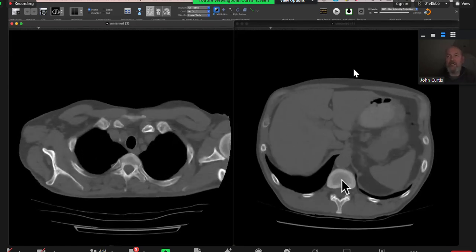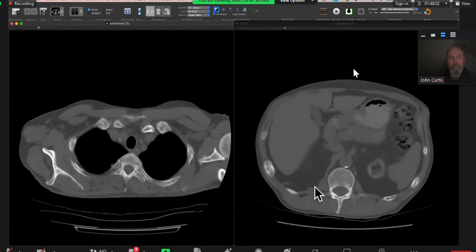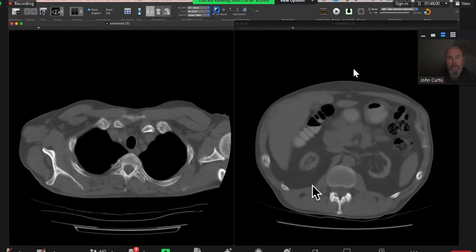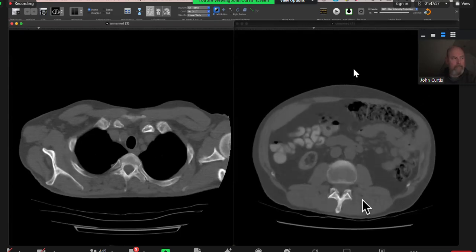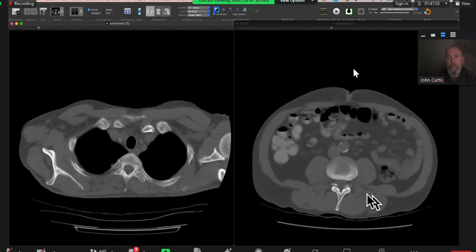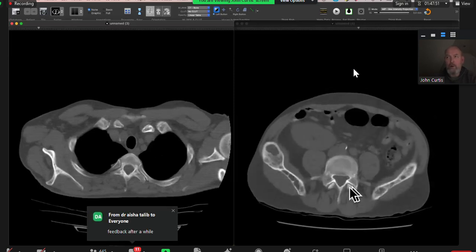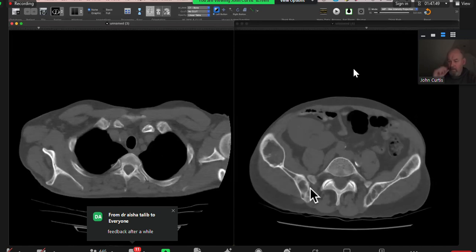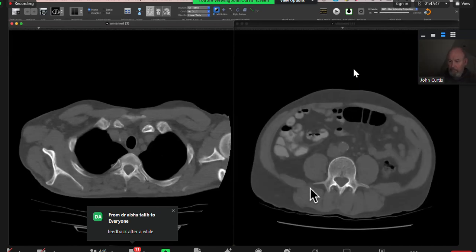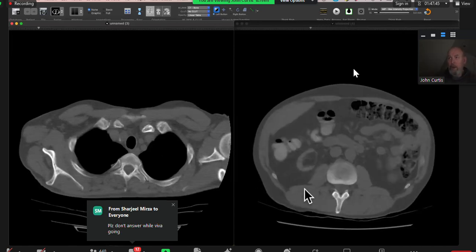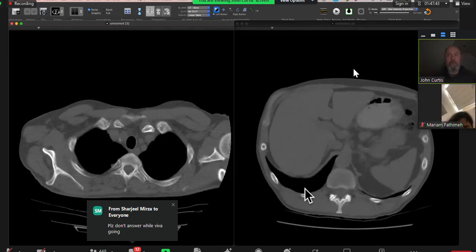The bone density's not increased, but tell me about the lucent areas. So there are multiple lucent areas involving the ribs bilaterally, the vertebral bodies, and the pelvic bones. Good. Tell me about the native kidneys as well. They're both small and shrunken. Okay. So put it all together.